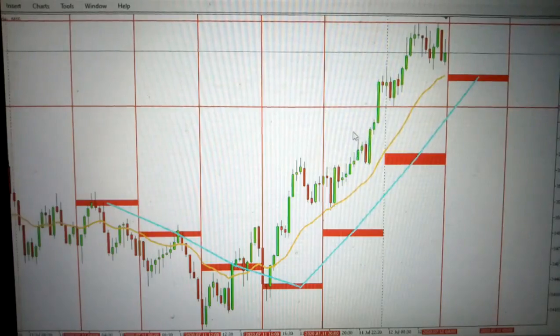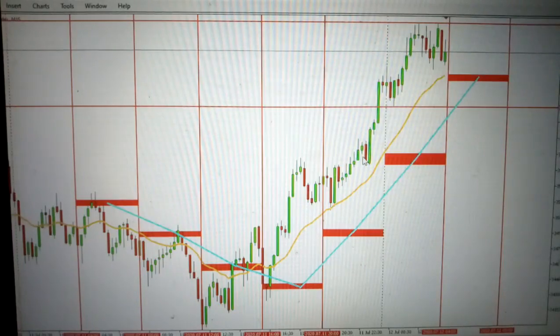So the main idea about this strategy is it preempts what price may likely do. If price is going to continue, reverse, retrace, or be in a range, this strategy will point it out or highlight it for you.